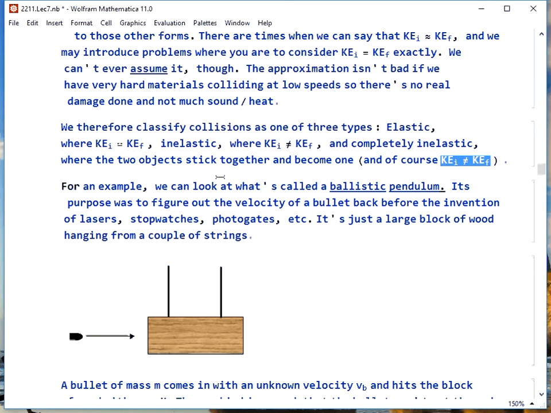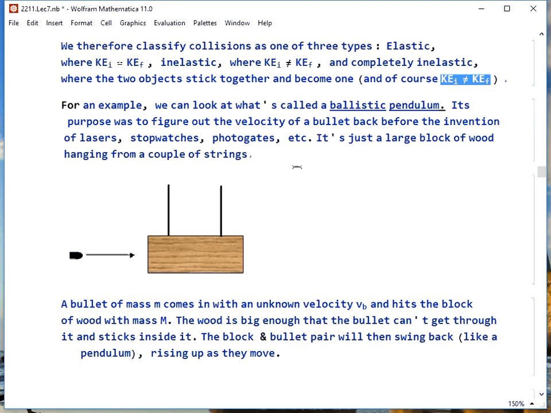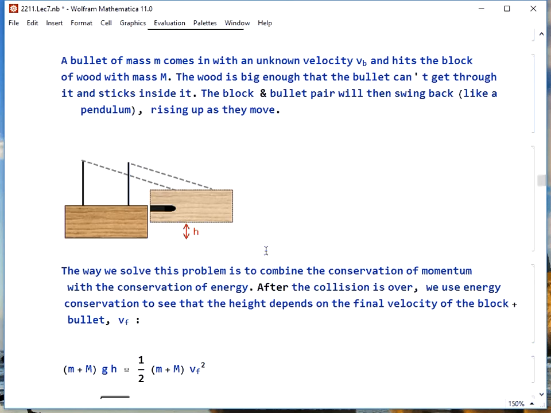As an example of this, we can look at the ballistic pendulum. The purpose of this was to find the velocity of a bullet before the invention of lasers and stopwatches and photogates. What we do is just take a large block of wood, we get its mass, and we hang it from a couple of strings. We have the mass of the bullet, and we make the block big enough for the bullet to get all the way through. So the bullet hits the block when you fire it out of the gun, it burrows in, and then stops, and the bullet and block will swing back and up a little bit.